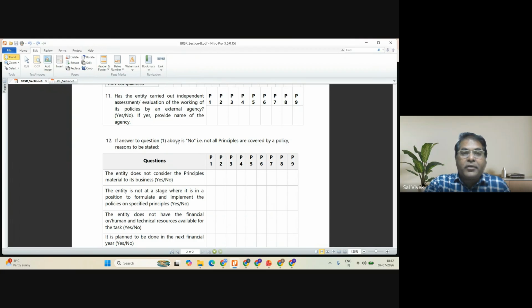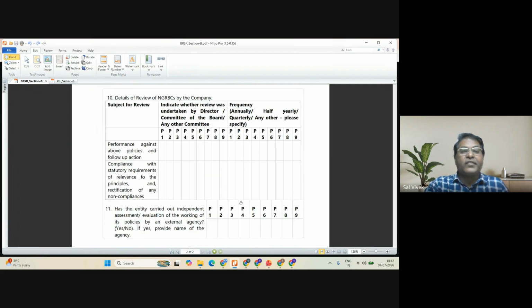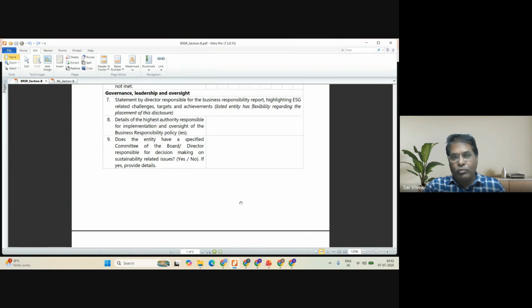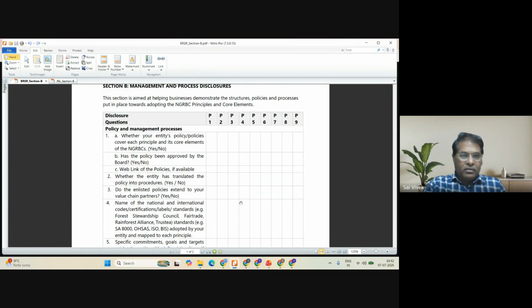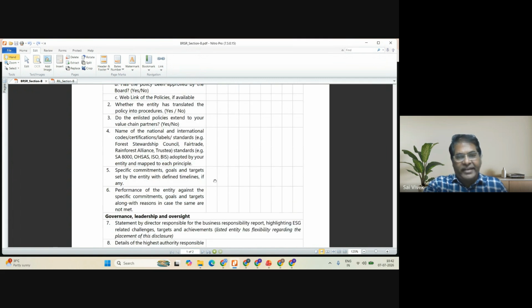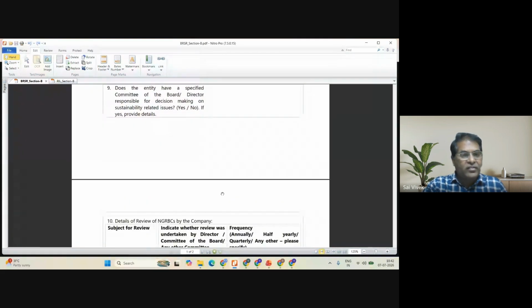If the answer to question 1 above is no, what is the first question? We'll see. That is, not all principles are covered by a policy. Then the reason is to be stated. So what is the first question here? We'll roll up and see what it is. Whether your entity's policies cover each principle, was it approved by the board, and whether you have SOPs, standard operating procedures, for that. That is the first one.